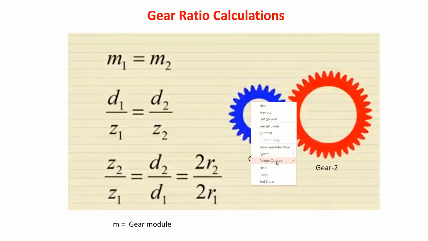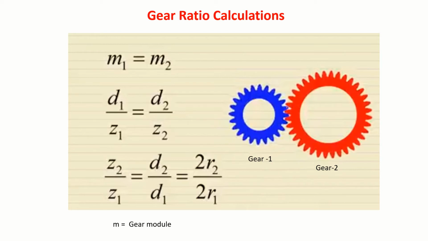Look here. These two are meshing. When they are rotating, the linear speed should be the same. That is v. V is what? Pi d1 n1 by 60. This must be equal to pi d2 n2 by 60.